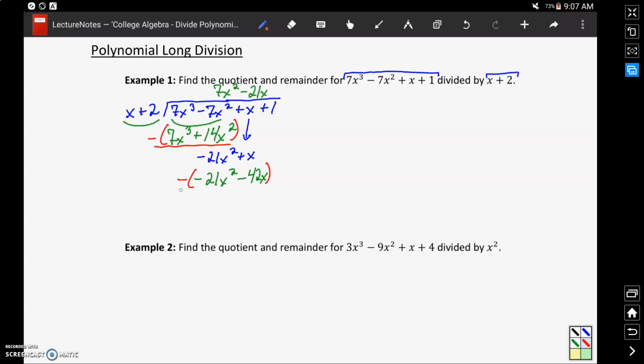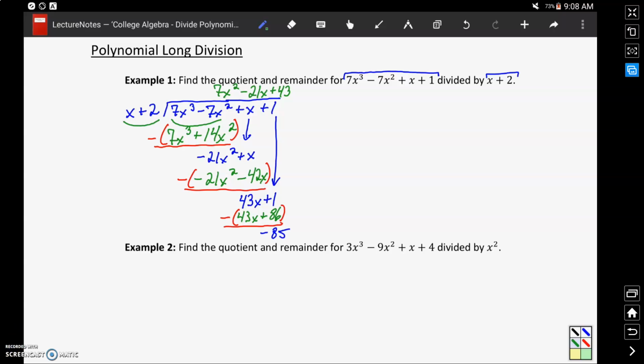And then again, we're subtracting both of those terms from the row above. So we'll get x, and then this will become plus 42x to give us 43x. And then we'll drop down that next term to give us 43x plus 1. We'll repeat that process one more time. In this case, we'll multiply by positive 43 to get 43x plus 86. And then again, subtract those two rows, which will give us 1 minus 86 or negative 85.